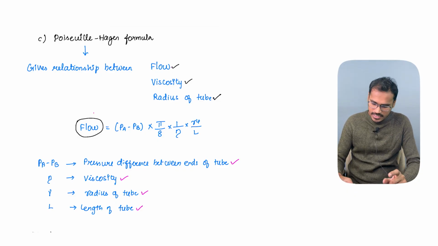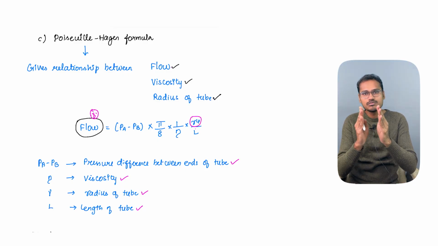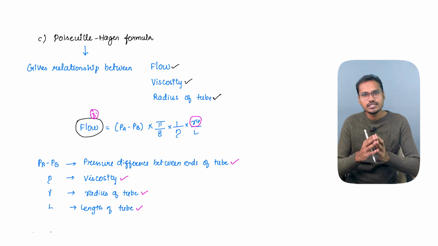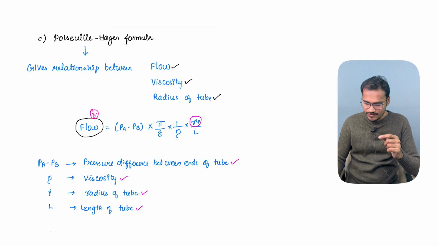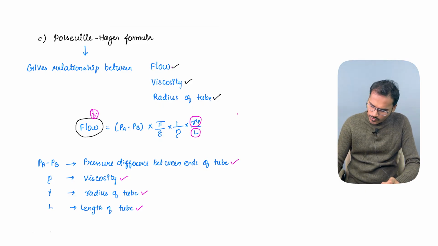As you can understand here, the flow is directly proportional to the radius. It's pretty simple. If the vessel caliber is more and more, what is going to happen? The flow is going to be more, and obviously as the diameter increases, the flow will also increase. But if the length is more, the flow will decrease. So flow, as you can write it down here, is directly proportional to r power 4.